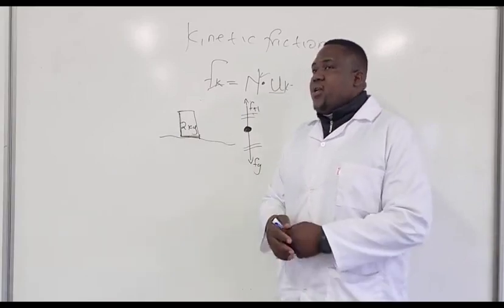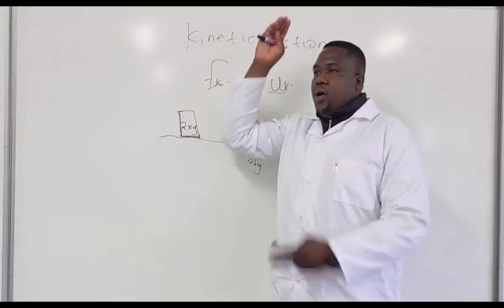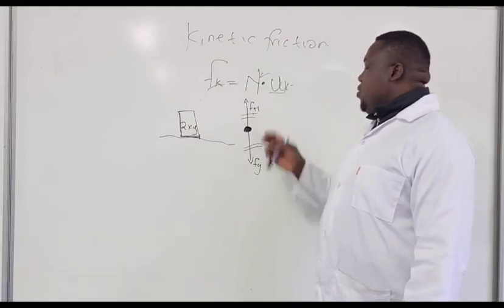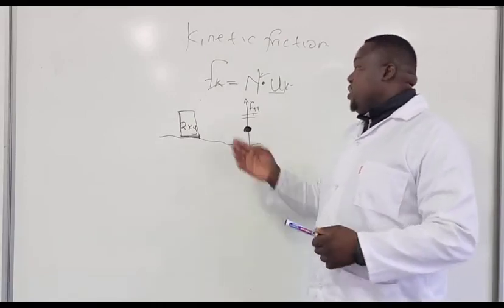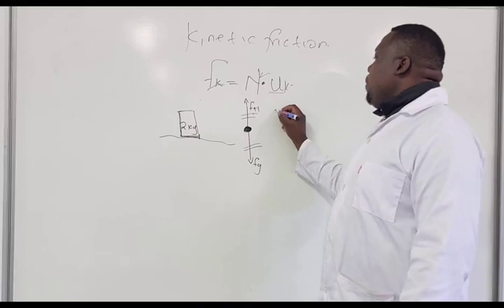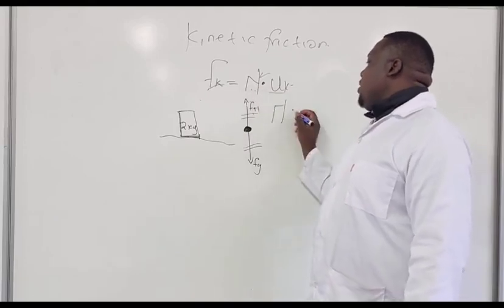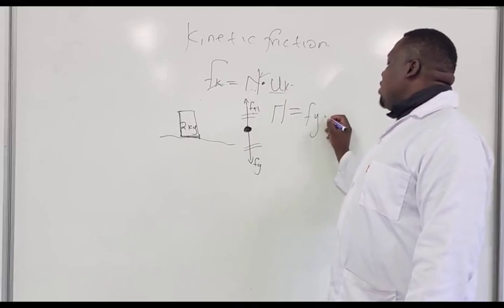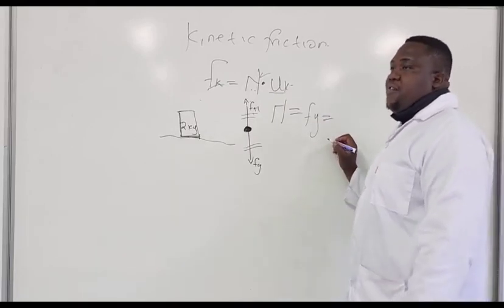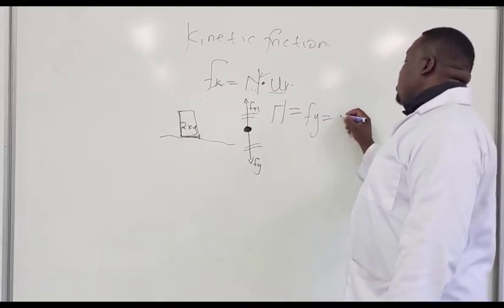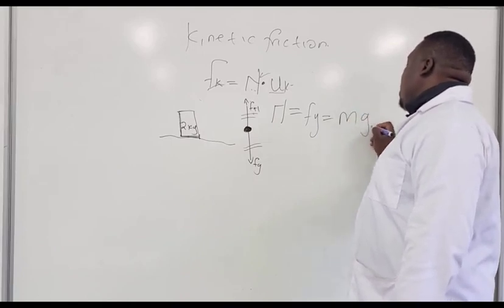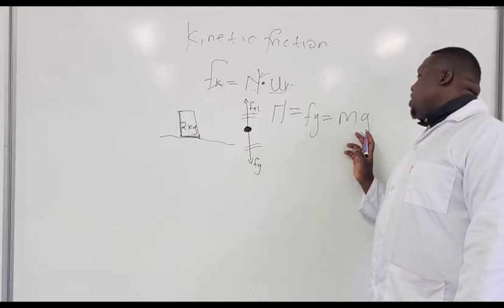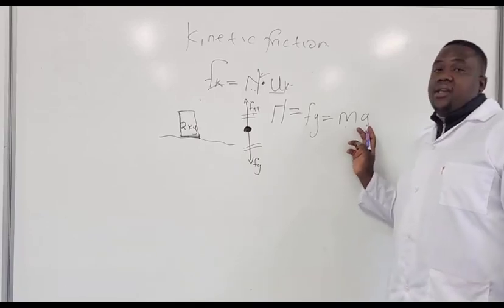So in this scenario, we have only two forces, normal force and gravitational force. And normal force is equal to gravitational force in this scenario. So it means normal force is equal to gravitational force. And the formula of the gravitational force is the weight. Weight is equal to mg, mass multiplied by the gravitational acceleration, which is a constant, which is 9.8.